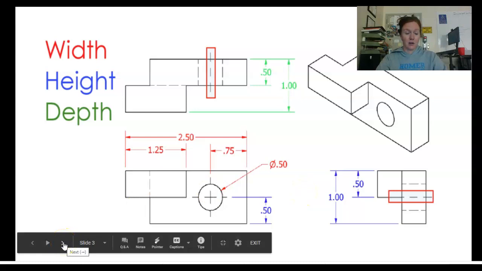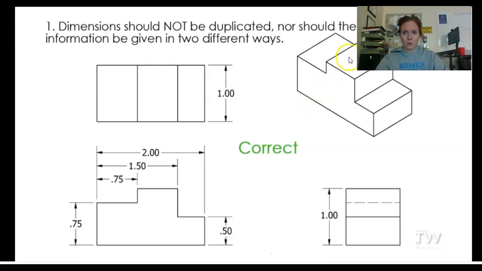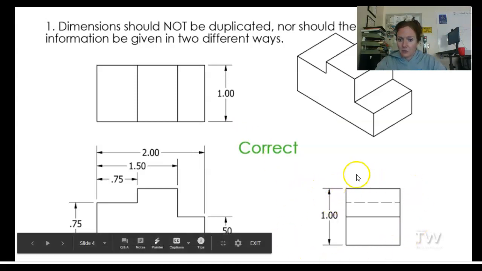So you're going to put these in your notes. The first rule, and I know my video covers this a little bit, is that dimensions should never be duplicated, nor should the same information be given in two different ways. We want to keep the dimensioning very simple, or as simple as we can. So notice here I have my depth showing on my top view. It's the only measurement showing there because it's the only one I need. Notice on my right side view, I have the height, overall height.